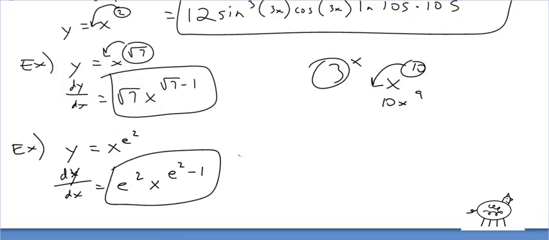So don't use the chain rule here, because there's not a chain rule. It's just a constant, so no chain rule. Very sad. Okay, because e squared is a constant.